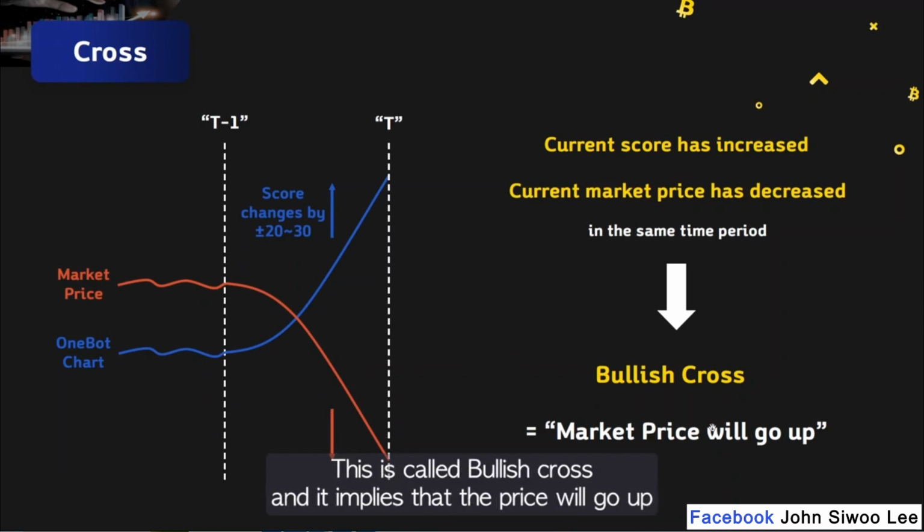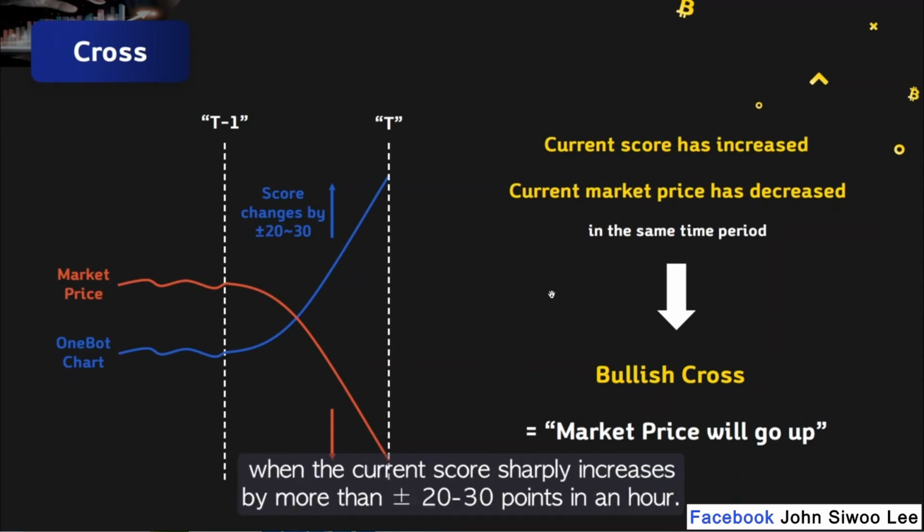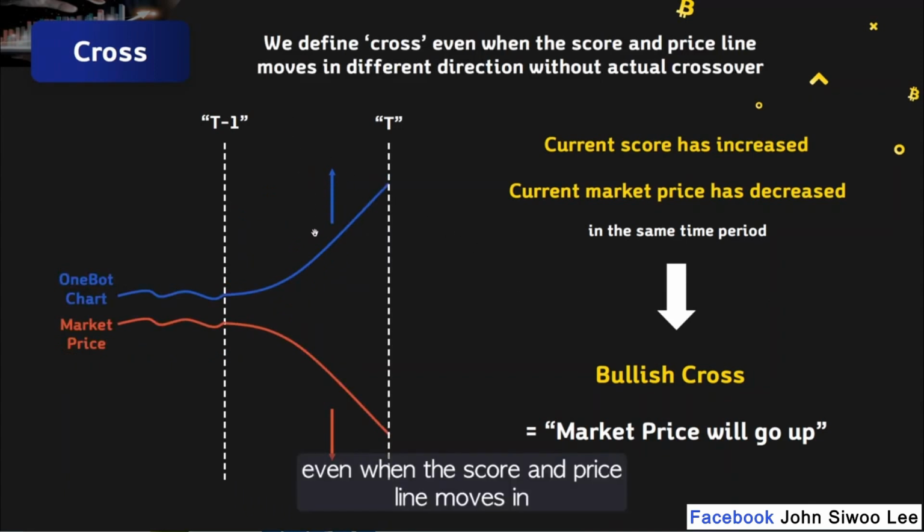So this is called bullish cross, and it implies that the price will go up because the Onebot chart is above the price line. To give you a little tip here, it is a more reliable cross signal when the current score sharply increases by more than 20 or 30 points in an hour. One thing to note here is that we define cross signals even when the score and price line moves in different directions without actual crossover.